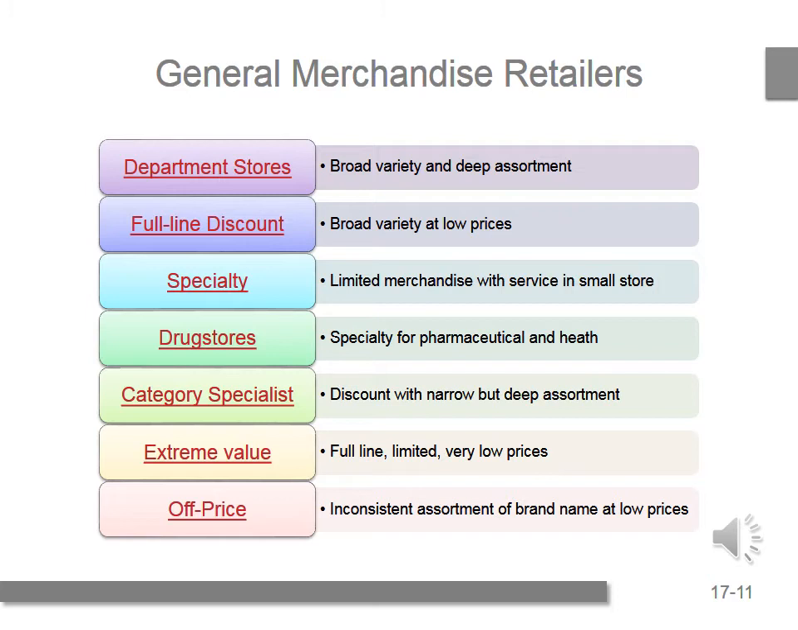A category specialist example might be Staples, which is known for a tremendous discount and a narrow but deep assortment. Obviously, we cannot forget Dollar General and Family Dollar, which are examples of extreme value. Lastly, Big Lots and Burlington Coat Factory are examples of off-price retailers. All the specific retailers create value for their target customers. That's what I want you to really emphasize in your mind.